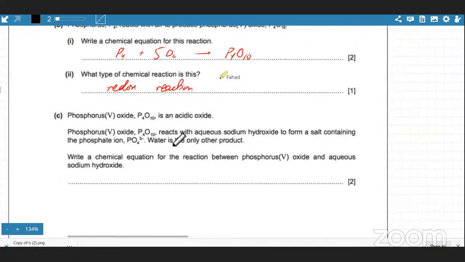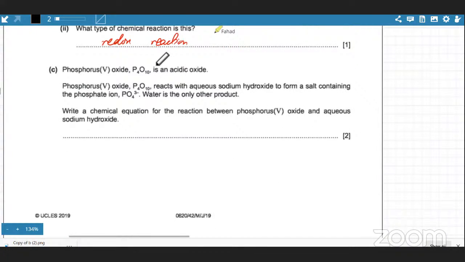The next part of the question is phosphorus. P4O10 is an acidic oxide, reacts with aqueous NaOH to form a salt containing the phosphate ion. What is the only other product? Write a chemical equation for the reaction between phosphorus 5 oxide, so it's P4O10, and the other thing is sodium hydroxide, NaOH. And then they said that water is the only other product. So let's add in water as well.